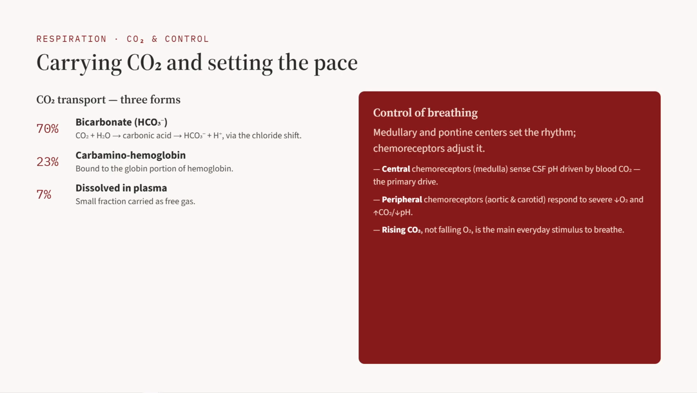As for control, it's automatic. Respiratory centers in your brainstem set the rhythm, and chemoreceptors fine-tune it. Central chemoreceptors in the medulla sense the pH of your spinal fluid, which tracks blood carbon dioxide. That's the main drive. Peripheral chemoreceptors in the aorta and carotid arteries back them up and respond to severe drops in oxygen. Here's the counterintuitive part. It's rising carbon dioxide, not falling oxygen, that normally makes you breathe, and that brings our module full circle.